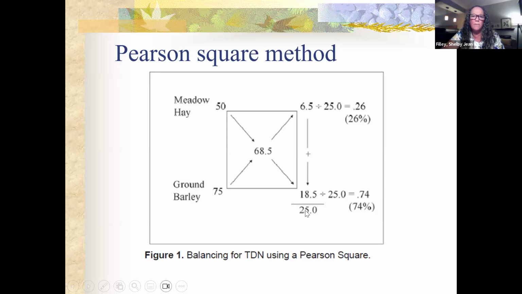And you use that to divide this value that you got by going up and across or down and across. And that tells you the proportion of meadow hay that should be in this ration to give you 68.5% TDN. So 26% meadow hay and 74% ground barley. That's a lot of ground barley, but it's getting these heifers growing very, very well.